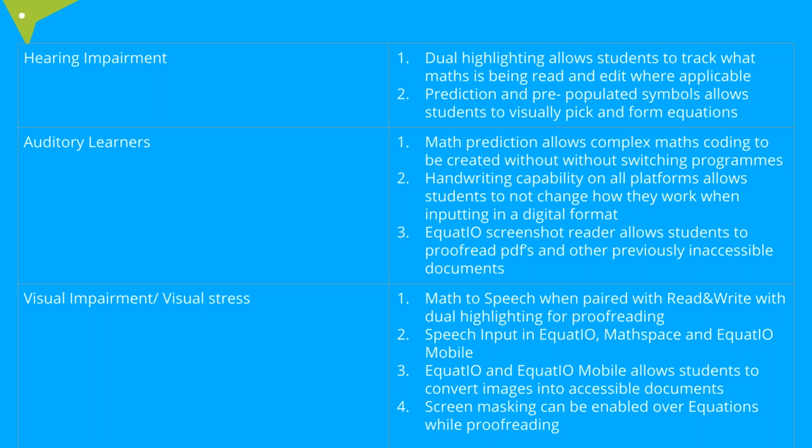And then move on, so there's hearing impairments, auditory learners, and visual impairment, visual stress. So obviously with the visual, the math to speech really helps because it actually will do dual highlighting the exact same as it would if it was words that it was reading out. So it really helps with proofreading and allowing users to focus, especially if they have a hearing impairment as well. The dual highlighting will allow them to track where it actually is and therefore be able to pick up the information better as well.